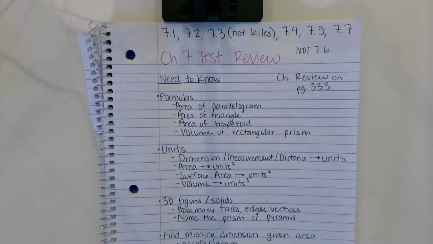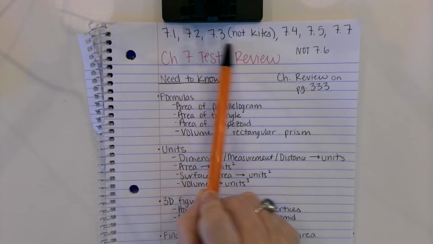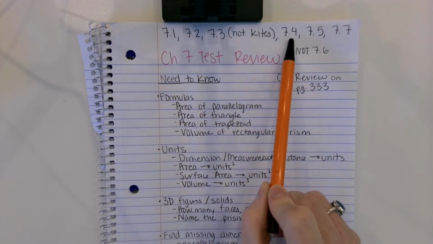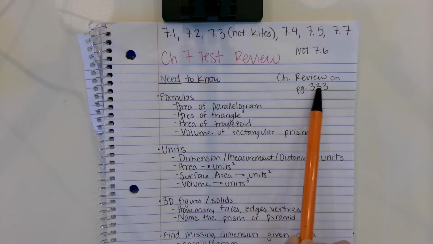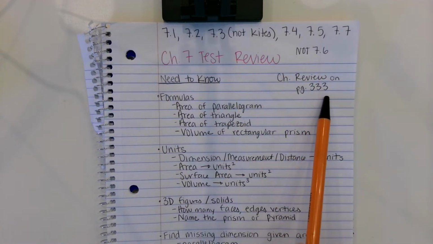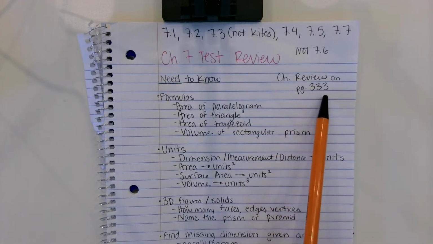Okay, so here is my review sheet for the Chapter 7 test. It's over lessons 7.1, 7.2, 7.3, not area of kites, 7.4, 7.5, 7.7, not 7.6. There is a chapter review in your book on page 333 if you want additional problems after this review. Those are some additional problems that you could look through.